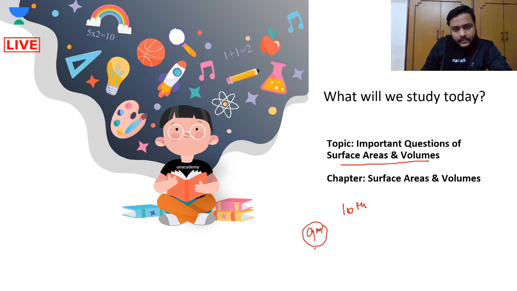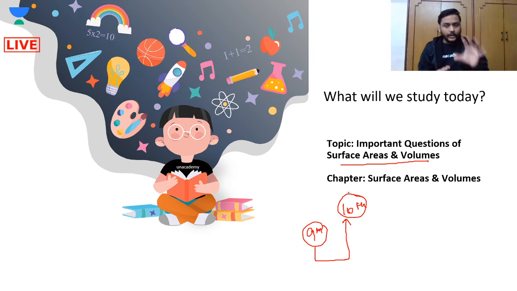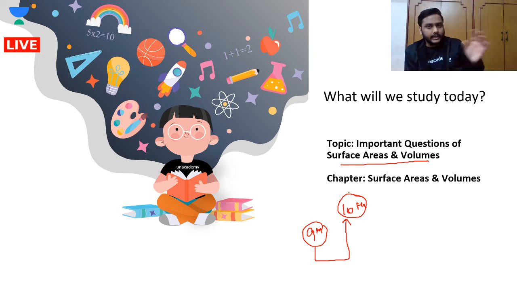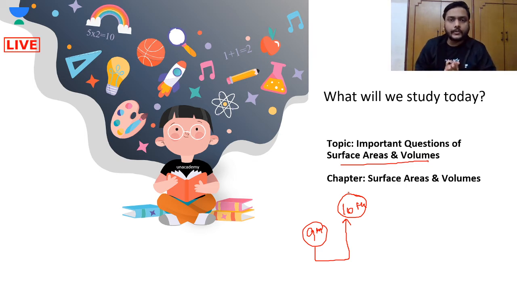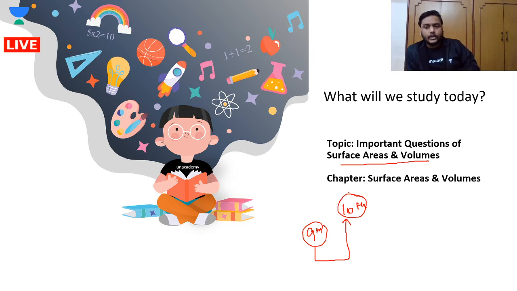All the concepts that we will be learning in class 9 will be used automatically in class 10th. Whatever surface area and volumes you will be learning in ninth is completely interrelated to the surface areas and volumes that you will be learning in class 10. That is why it becomes very important for all of us to be very clear with each and every concept. Today, in this particular session, I will be telling you the formulas that we have for surface areas and volumes, and we will be talking about some important questions from this chapter.